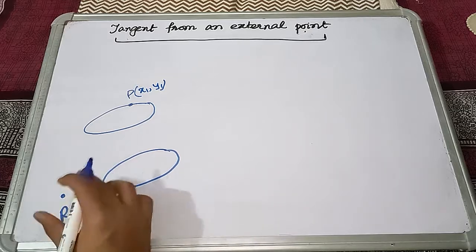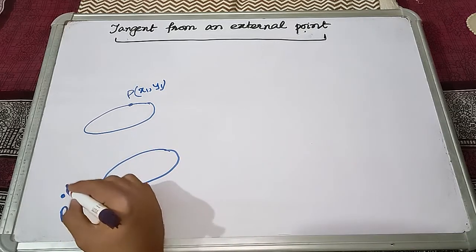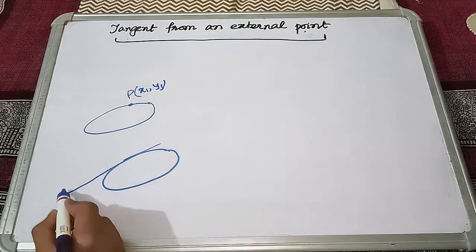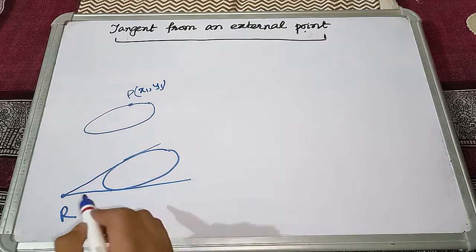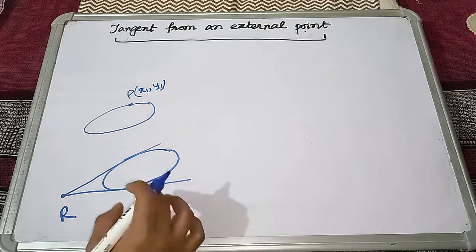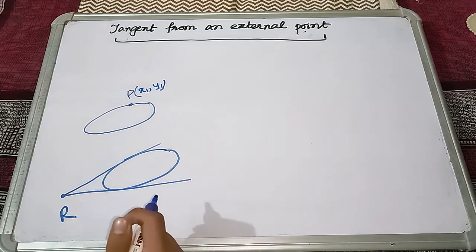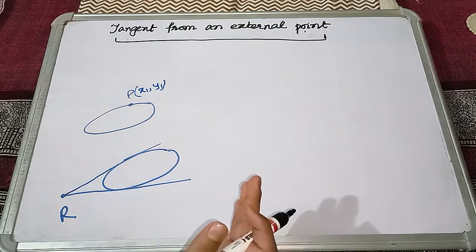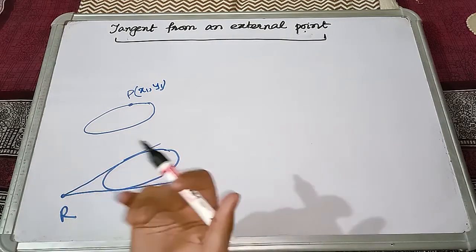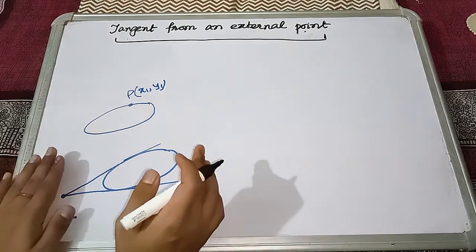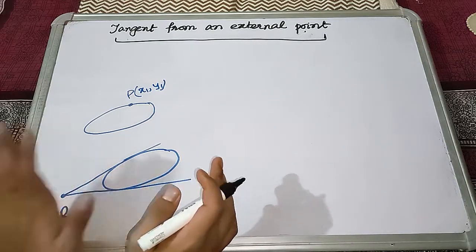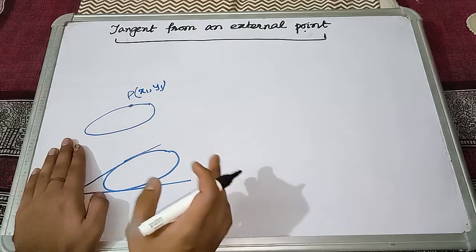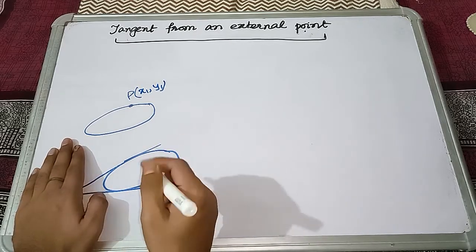Suppose this point R does not lie on the curve, but we can draw tangents from here, right? Suppose you can draw one tangent like this and the other tangent like this. So how can we frame the equation of these tangents? See, there is nothing new, but we just need to work in a different manner. First of all, let us forget about this point R. Let us write any equation of tangent, that is, the equation of the natural tangent to this ellipse.